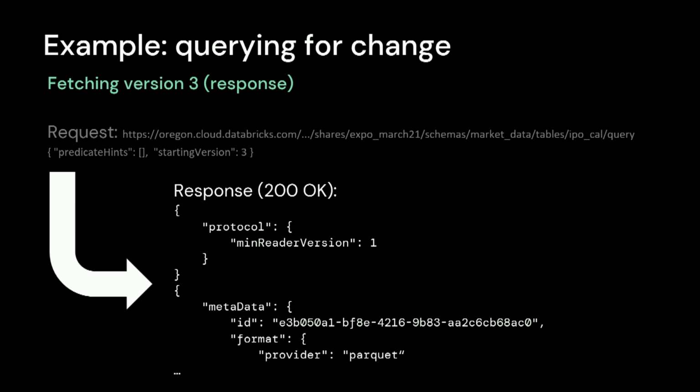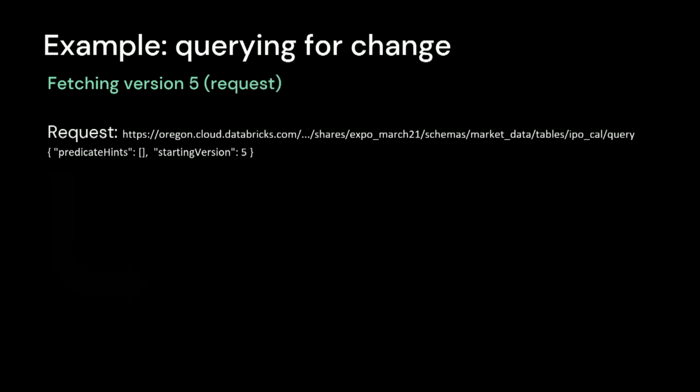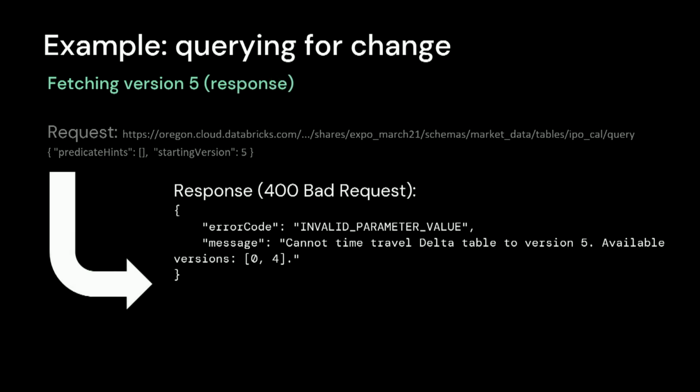Life was good. I wanted to look at change over time. So I looked at 4. 4 was good. Then I looked at 5. Did a request here starting version of 5. I got back a 400 this time. And what it told me is I can't time travel Delta table to version 5. The available versions are 0, 4.